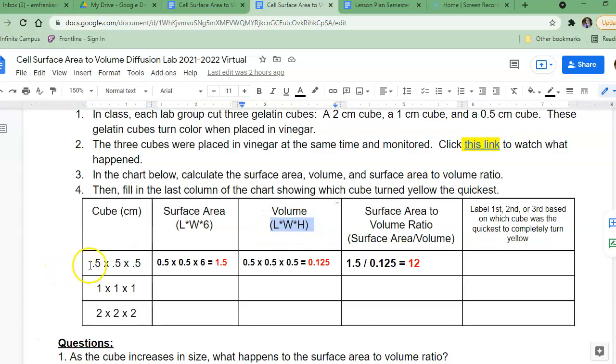For volume, we're going to do length times width times height. So 0.5 times 0.5 times 0.5. We get 0.125. And then remember, we're trying to figure out what the best deal is.